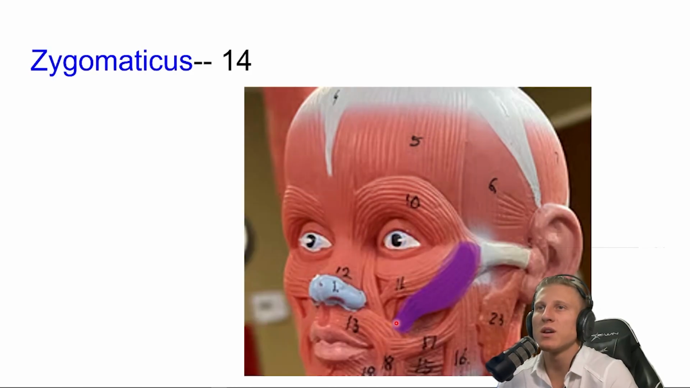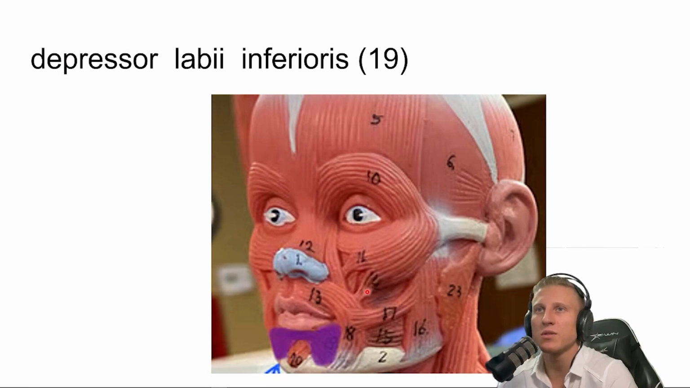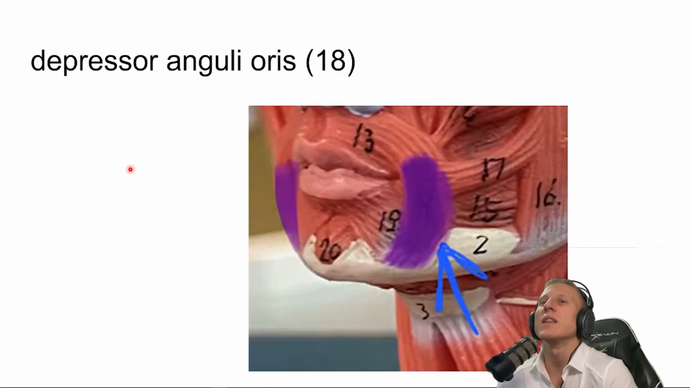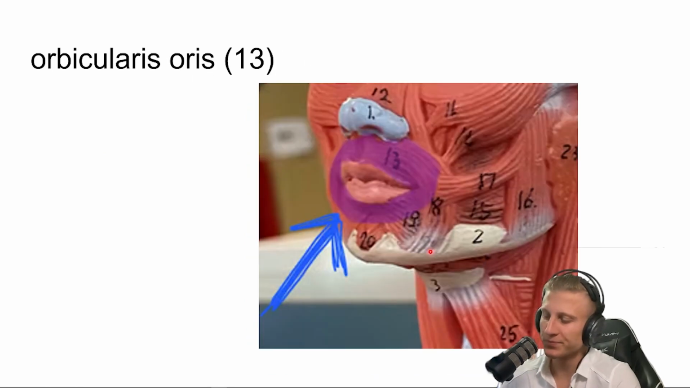Zygomaticus is going to be this big guy over here on the side, attaching to what you would think of as your cheekbone, also involved in smiling and that sort of thing. Then we have the depressor labii inferioris. Okay, the mentalis is these two little halves right here, being the most medial. Lateral to that, we have the depressor labii inferioris. And then lateral to that, we have the depressor anguli oris. Okay, so we have these big portions right here.